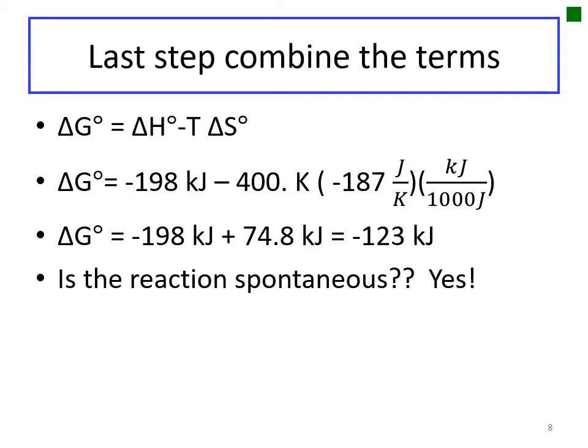So let's put it together. Delta G is equal to delta H minus T delta S. Delta H is minus 198 kilojoules. Temperature is given as 400. You can put any temperature you needed to in here. The delta S is minus 187 joules per Kelvin. We have to get these units to work, so in this case, I'm going to put it in kilojoules for no particularly good reason. If I do this as 1,000 joules per kilojoule, and when we combine these, it is not as spontaneous as it was when it was colder, but it is still spontaneous at minus 123 kilojoules.